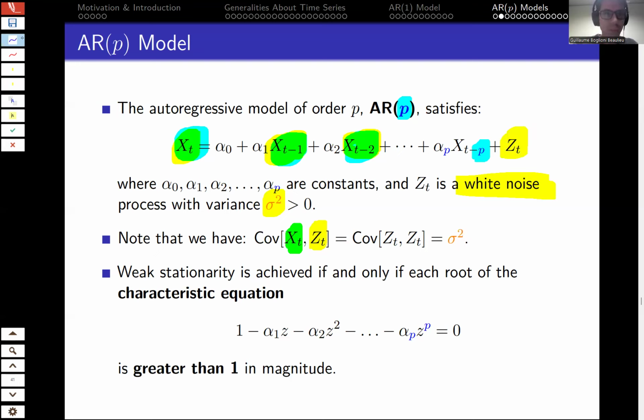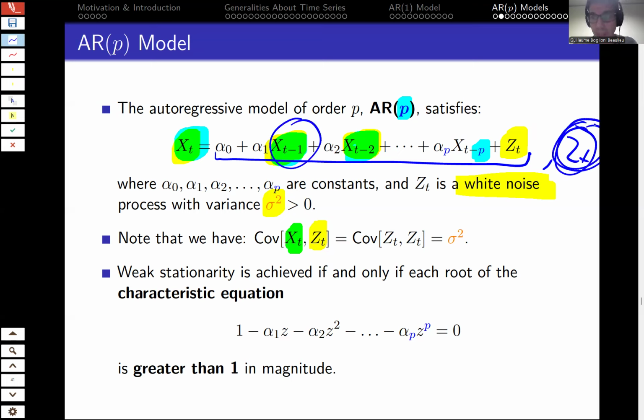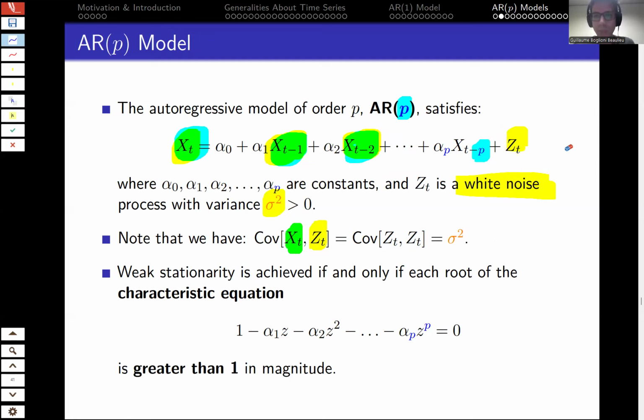So the covariance between this, which is x_t, and z_t itself, well, you would look at the covariance between this and this. It's 0 because z_t is in the future compared to x_{t-1}. Same thing, the covariance between z_t and x_{t-2} is 0 because z_t is in the future compared to x_{t-2}. But then you come to the last term, and of course, the covariance between z_t and itself is the variance of z_t, which is sigma squared. Yeah, so careful with that.